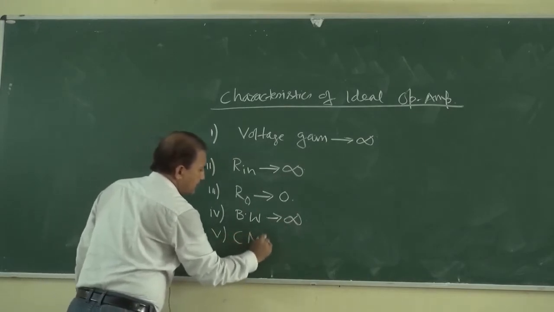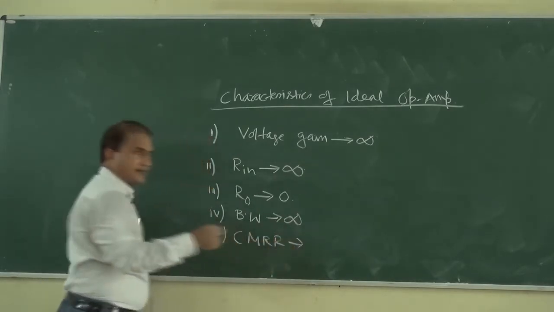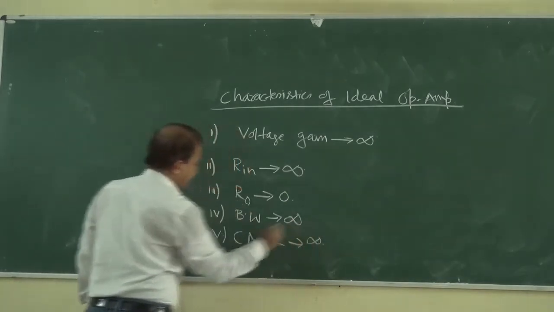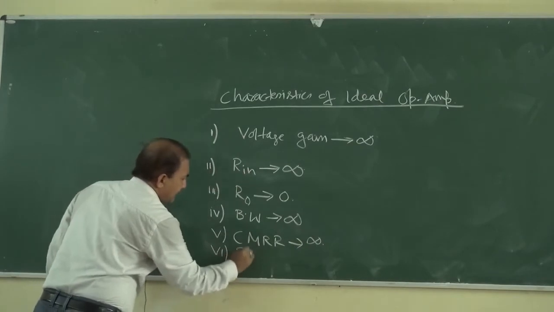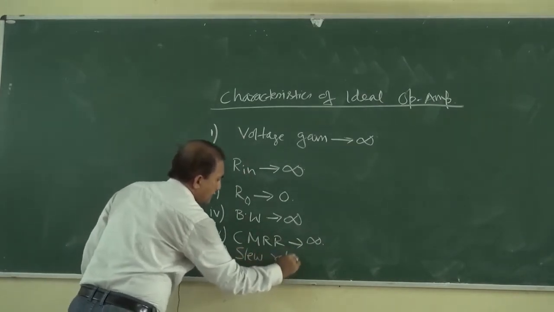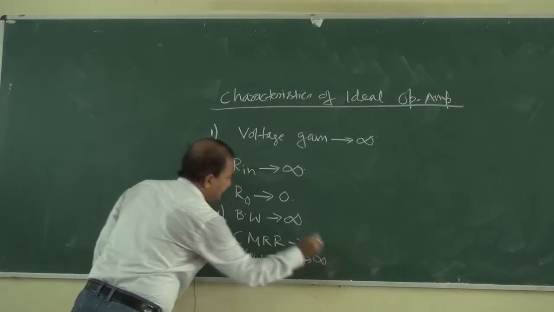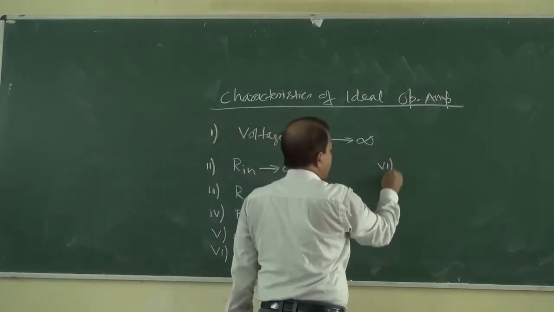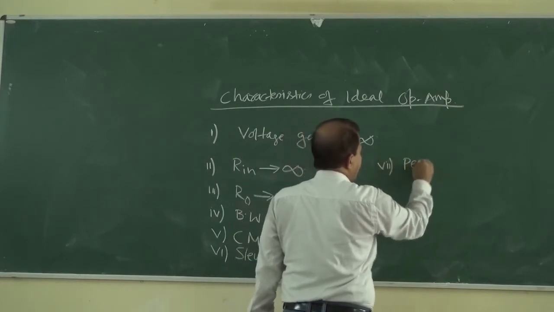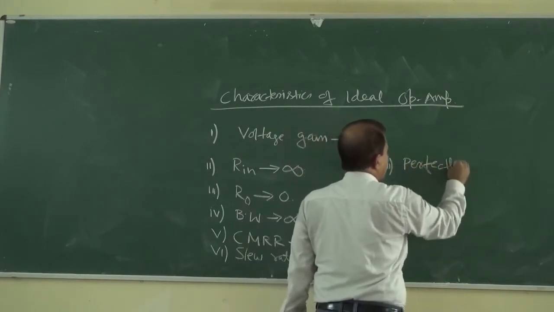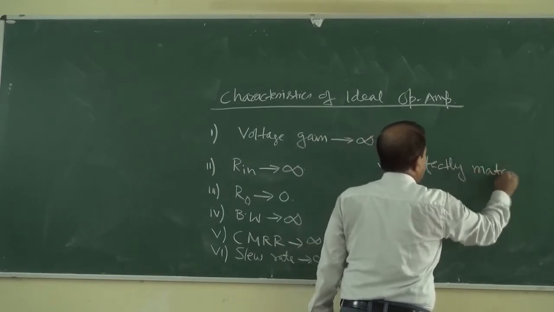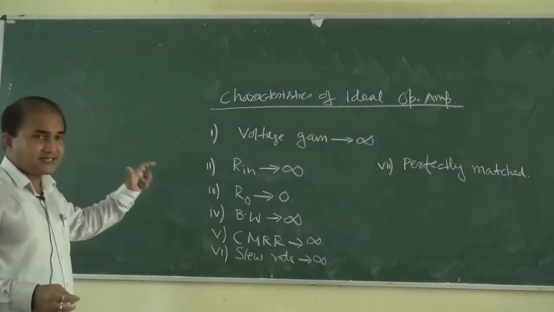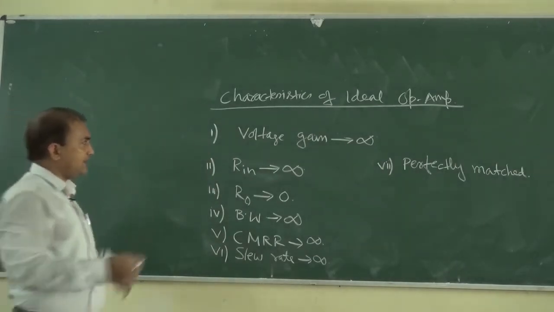Fifth one is common mode rejection ratio. We will study later on about common mode rejection ratio, it is infinite. Sixth one is slew rate, it is also infinite. And the seventh one is perfectly matched. Okay, so these are the characteristics of an ideal operational amplifier.